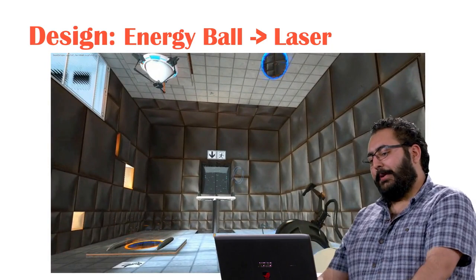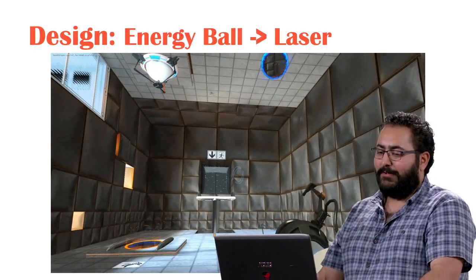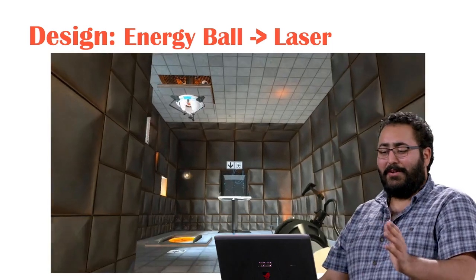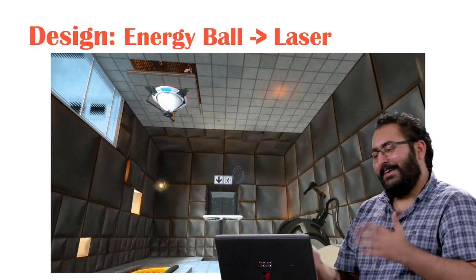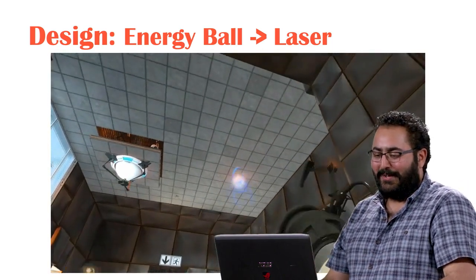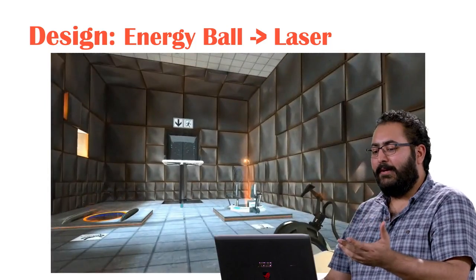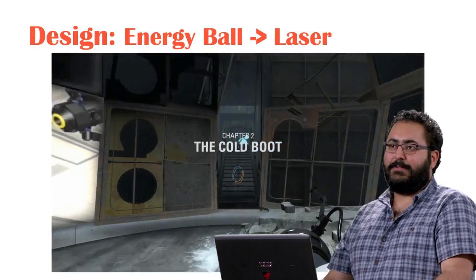There are a few issues with this mechanic, though, in that there's a bunch of timing involved, because the ball takes time to travel, and also if you get hit by it, you die. Which, I mean, it's fine. It's a game mechanic. But for Portal 2, we just thought, can we improve on this idea? And the thing we came up with was using lasers instead of the energy ball.